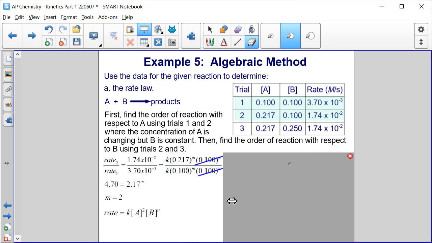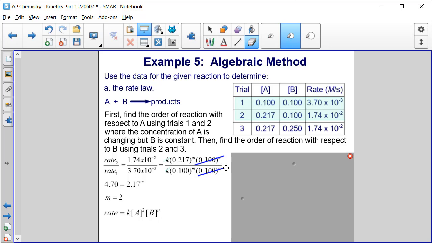So let's first look at reactant A with experiments 1 and 2. So I've just substituted for the rate law for experiment 2. 1.74 times 10 to the minus 2 is the rate. We have K 0.217, the concentration of A to the M power, 0.100, the concentration of B to the N power. And I repeat that for experiment 1. 3.70 times 10 to the minus 3 is the rate, equals K times concentration of A, 0.100 to the M power, concentration of B, 0.100 to the N power. These are the same, right? So they cancel.